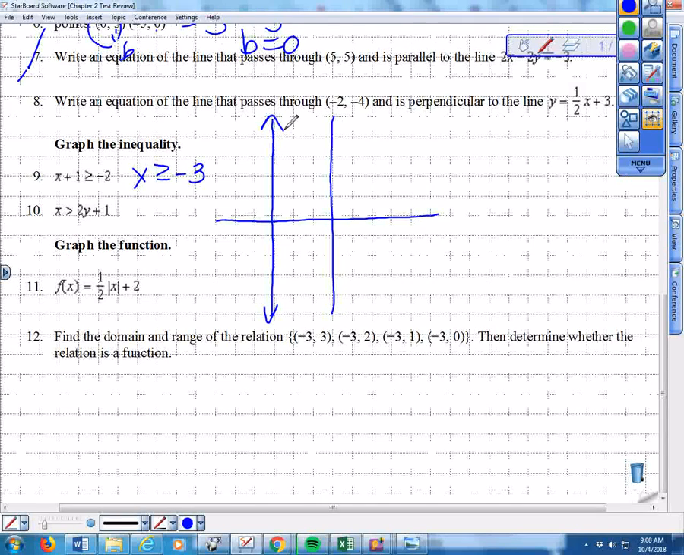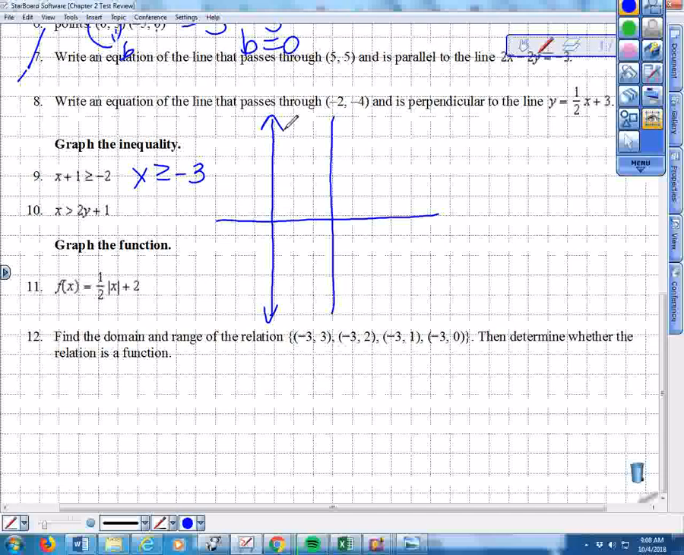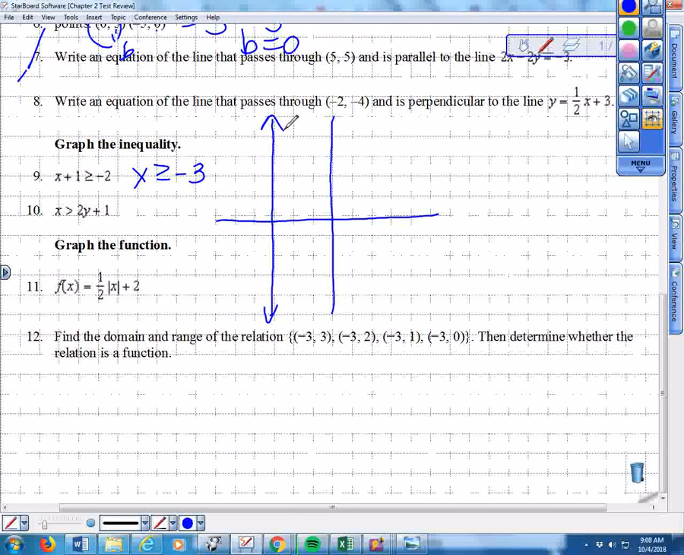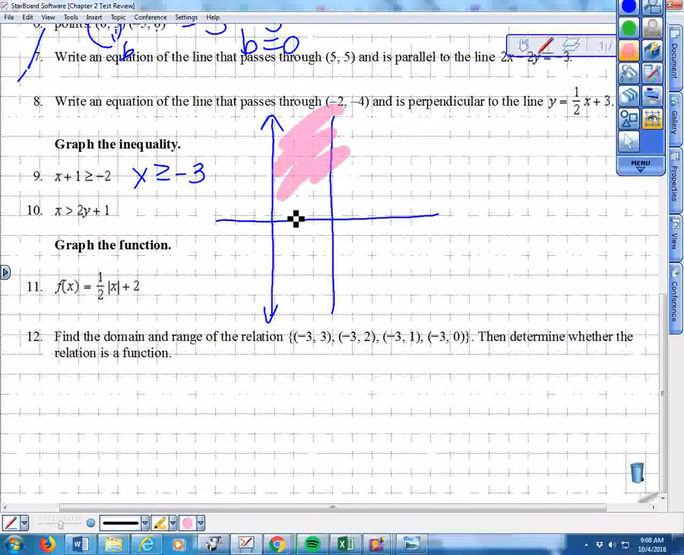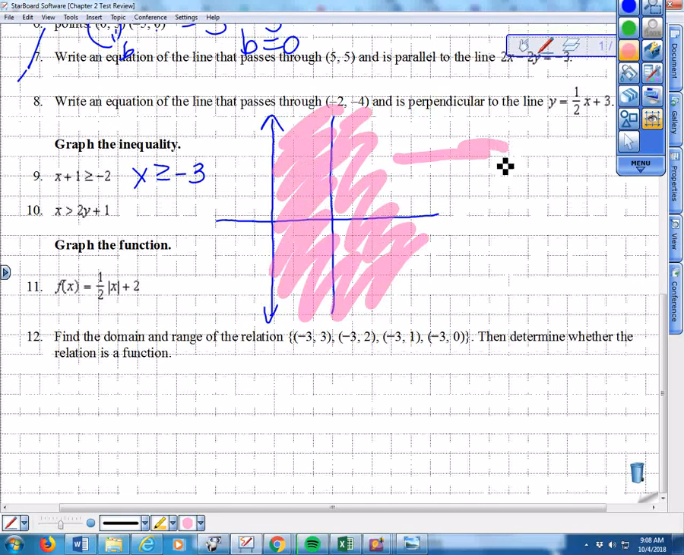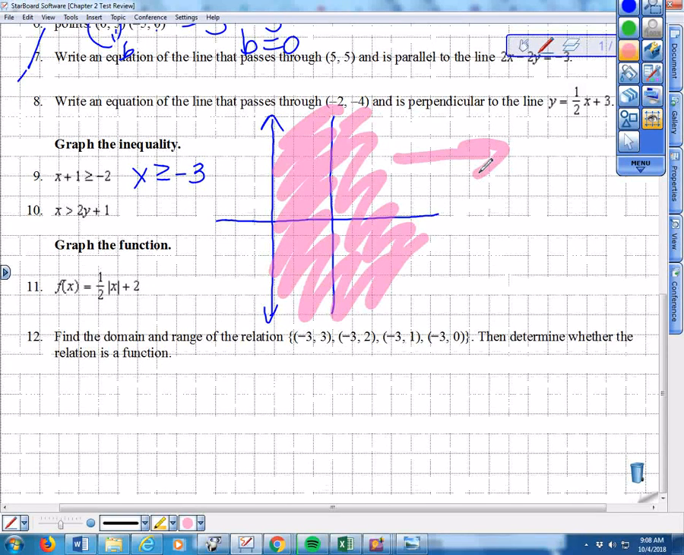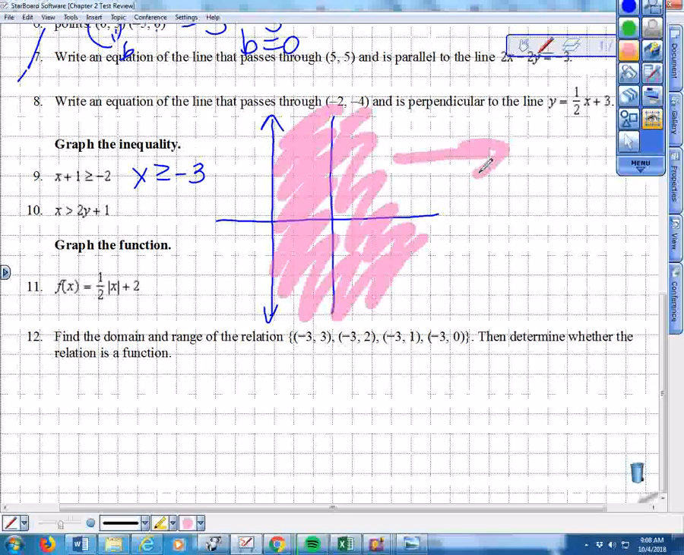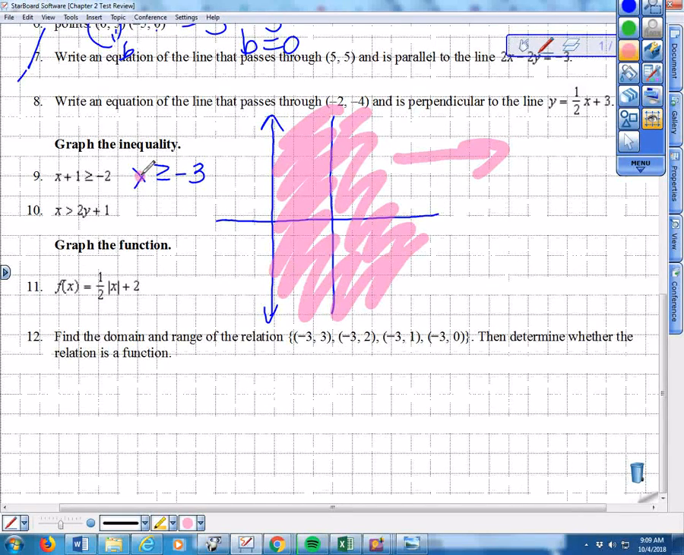And how do I figure where to shade? Well, on lines like this, it's pretty easy because it's telling me x is every value greater than or equal to -3. So it's going to be shaded everywhere to the right forever. Okay, I could put a test point in, 0, 0. Is 0 greater than -3? Yes, so 0, 0 is included in the shaded area.